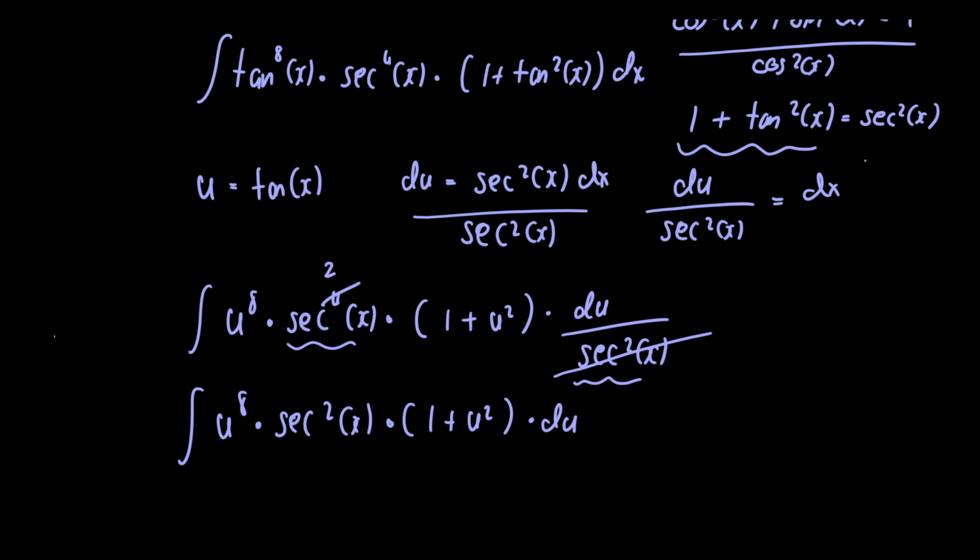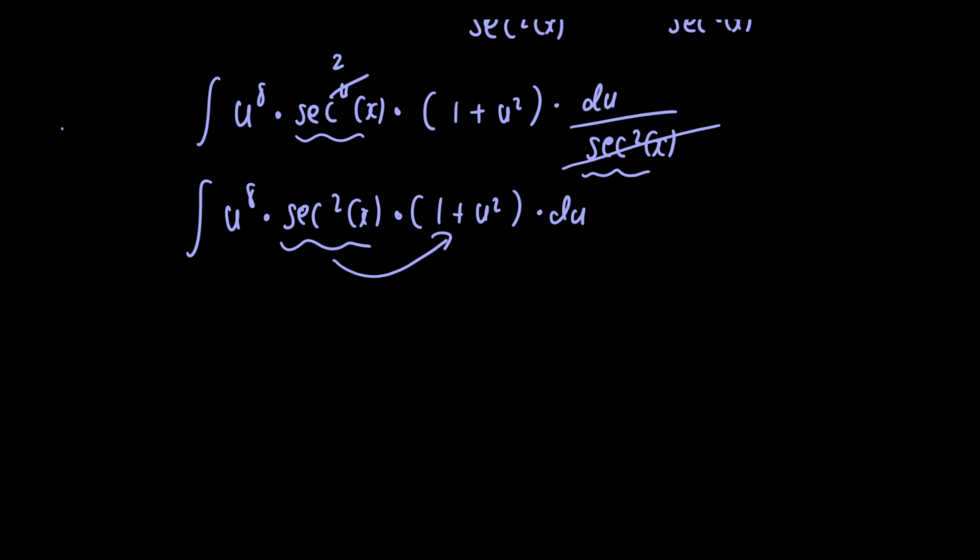times du. And remember from right here, we know that secant squared of x is equal to 1 plus tangent squared of x. And we've set u equal to tan of x, so this is equal to this right here, and that means that we can rewrite the integral as the integral of u raised to the 8th power multiplied by 1 plus u squared, all squared, times du. Now all we need to really go ahead and do is multiply this out and substitute back in tangent of x for u, so let's go ahead and do that.